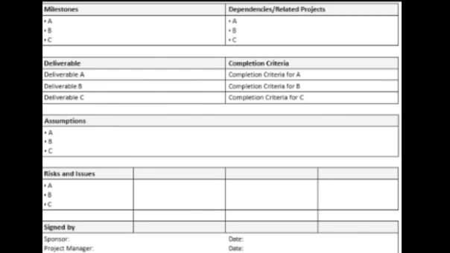Then the next thing is the risk and issues. Like I told you, as a project manager, you should be able to foresee risks and issues that may arise in the course of your project. You try to foresee those likely risks, and then list them down as well.